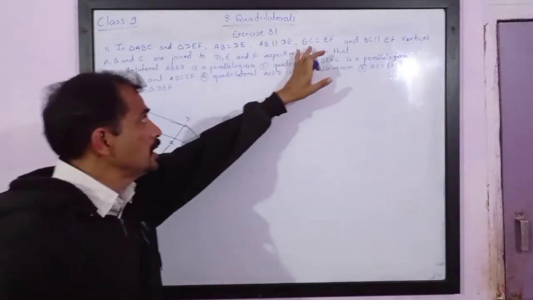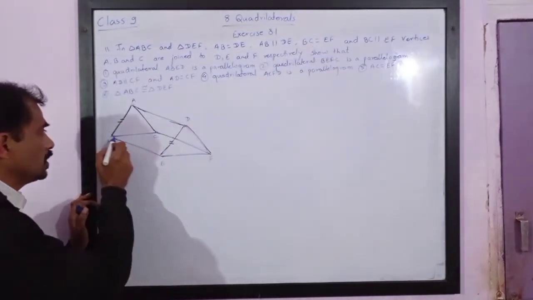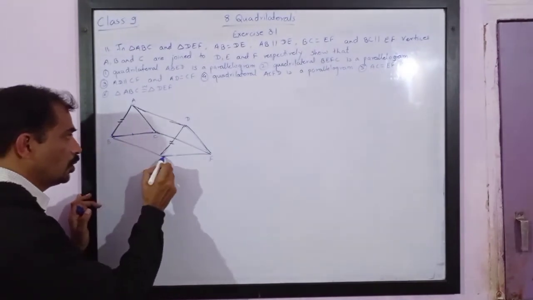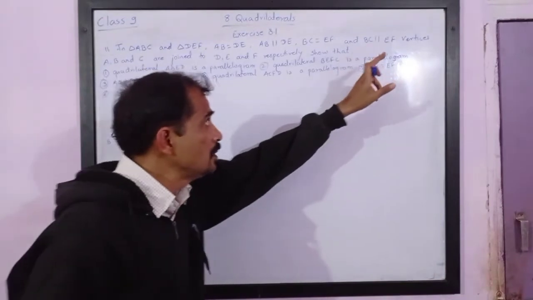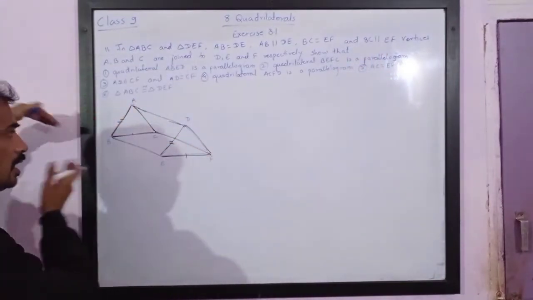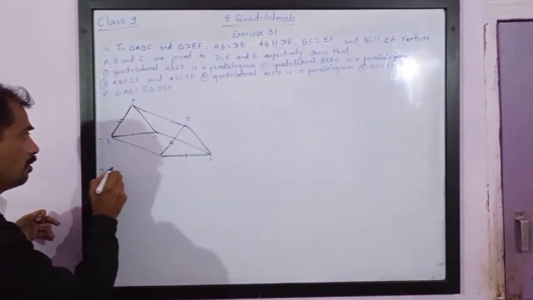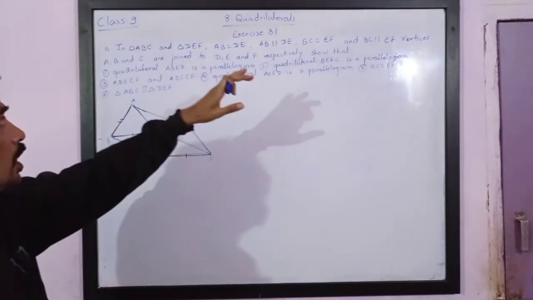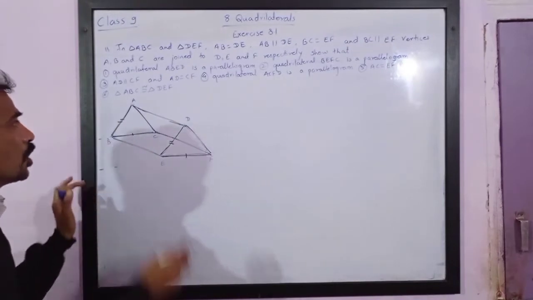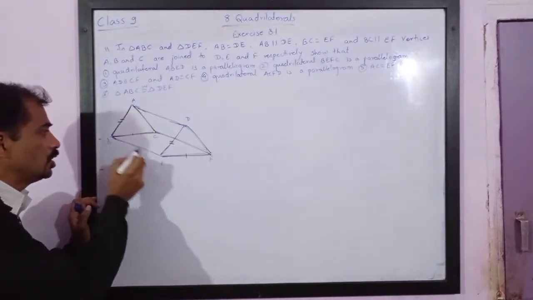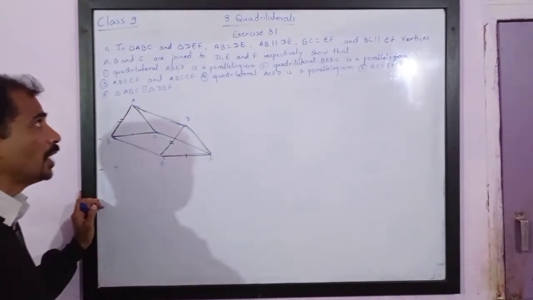Next, we are given BC equals EF, as well as BC is parallel to EF. So if you extend them, they will never meet. Vertices A, B, C are joined to D, E, F respectively. So A is joined to D, B is joined to E, and C is joined to F.